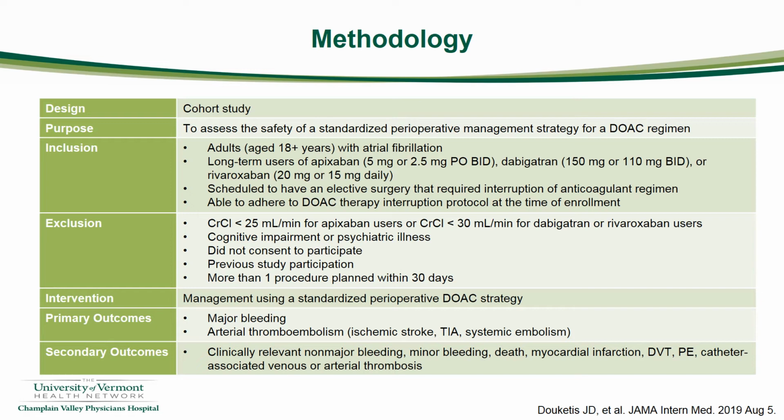The intervention in this trial was the implementation of a standardized management protocol for the perioperative management of DOACs. For their primary outcome, they looked at major bleeding, and they also looked at arterial thromboembolism, which encompassed ischemic stroke, TIA, as well as systemic embolism. They looked at a number of different secondary outcomes, including clinically relevant non-major bleeding, minor bleeding, death, MI, DVT, PE, as well as catheter-associated venous or arterial thrombosis.